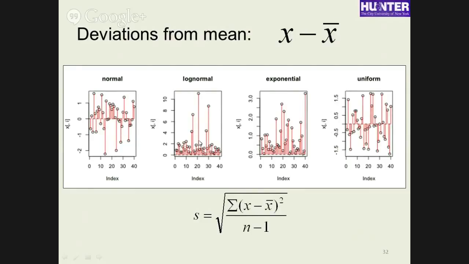For these distributions, just suffice to say these happen to be skewed distributions, because you have really a lot with very little deviation and then a few with a large deviation.